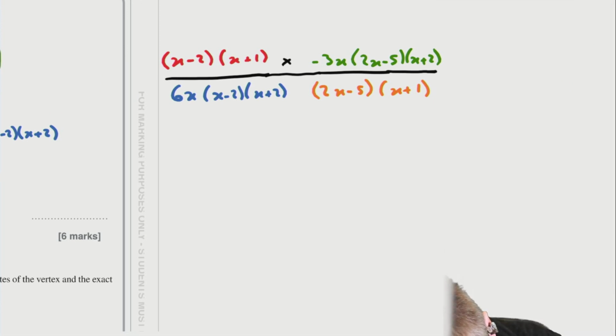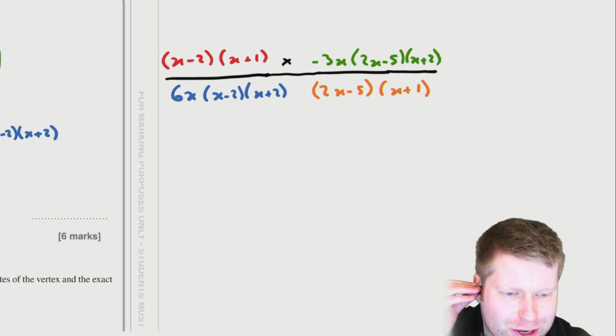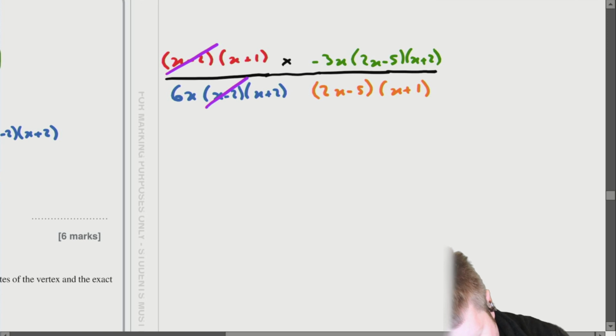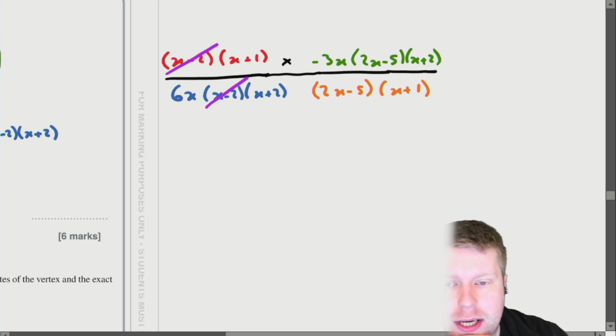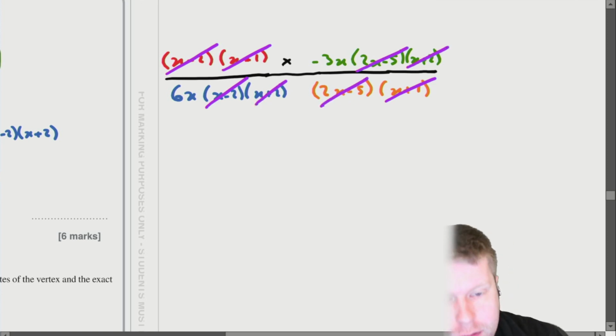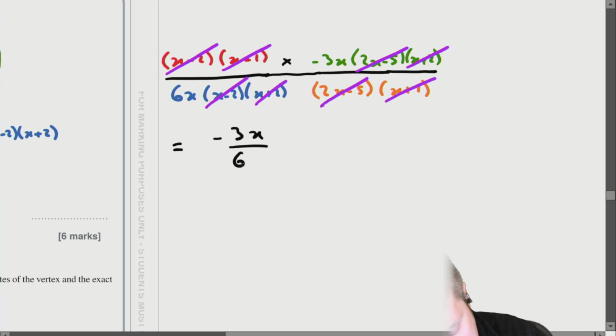I'm going to do my calculations in purple, because that's the only colour that I haven't used so far. So have a look. I've got an x minus 2 and an x minus 2 here. They cancel nicely. I've got an x plus 1 and an x plus 1 here. They cancel nicely. I've got an x plus 2 and an x plus 2 here, and a 2x minus 5 and a 2x minus 5 here, which means that all of this cancels down to negative 3x over 6x.